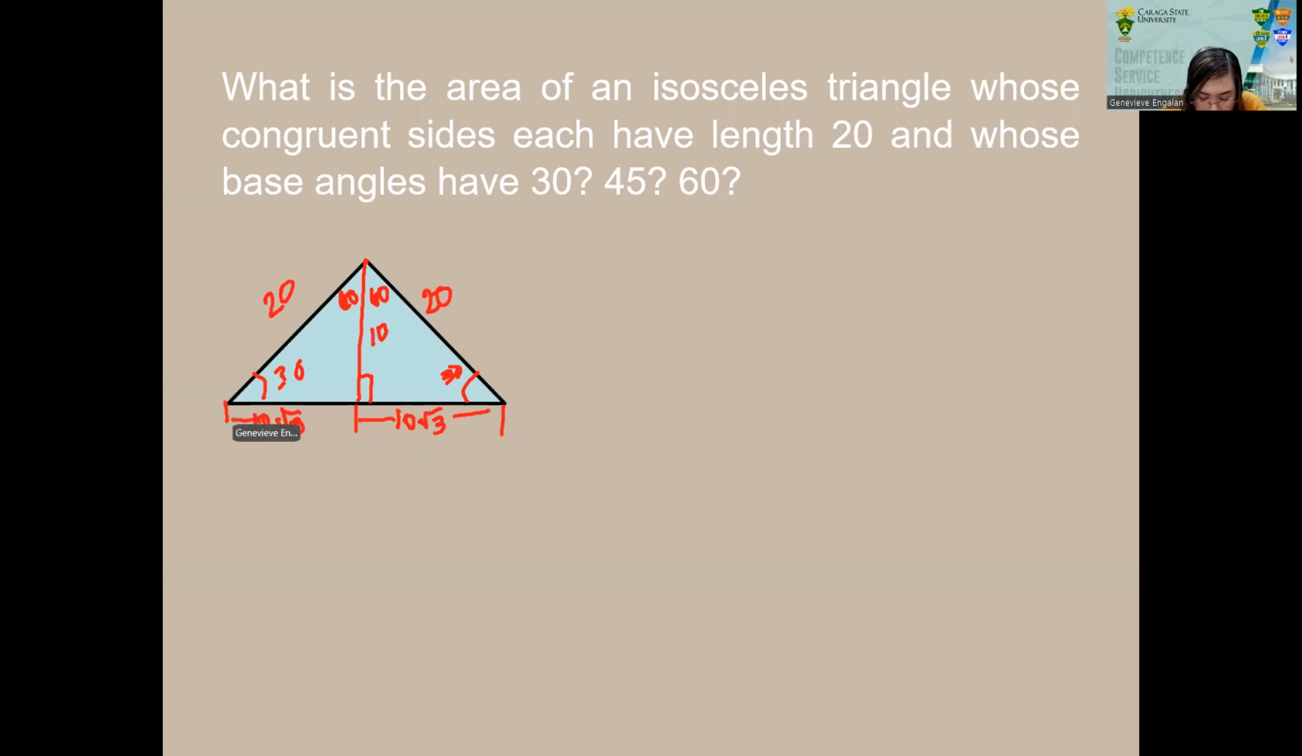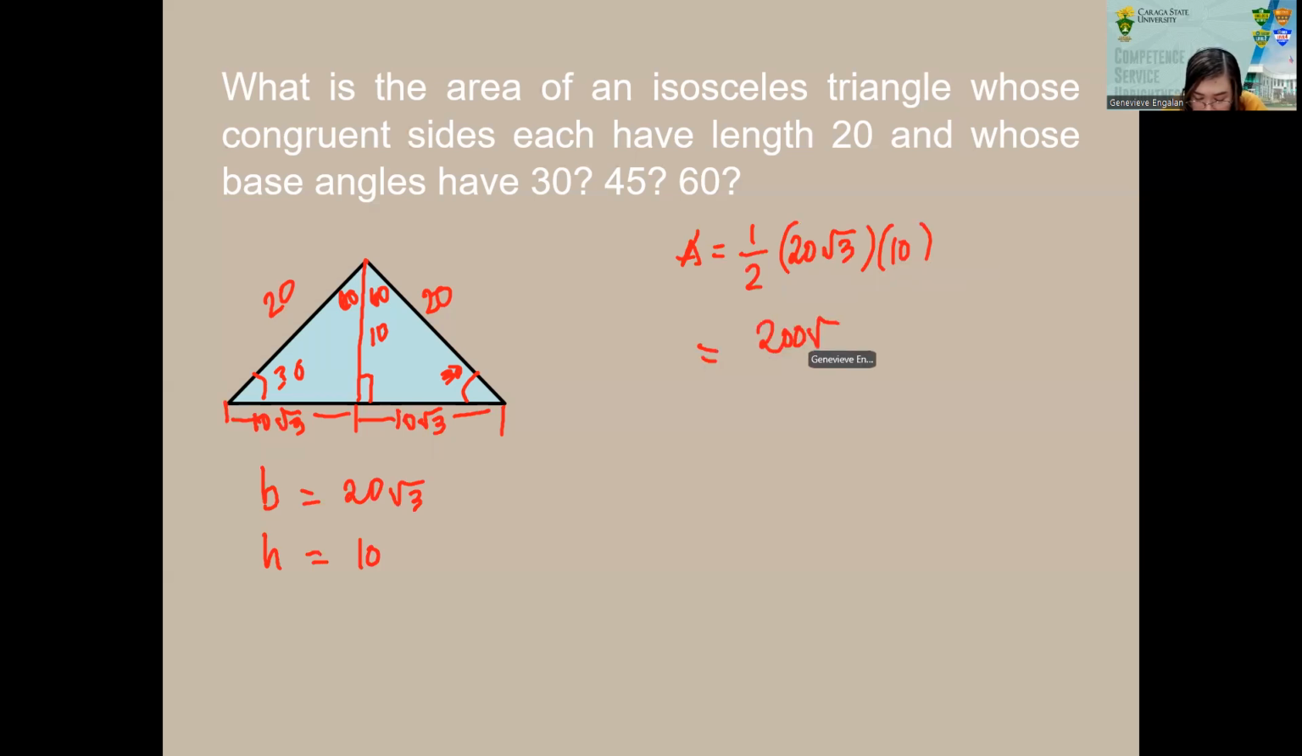So what is the question? What is the area? The area will be 1/2 base times height. The base is 20 square root of 3, and the height will be 10. So you have 20 square root of 3 times 10, that is 200 square root of 3 over 2, so you have 100 square root of 3.